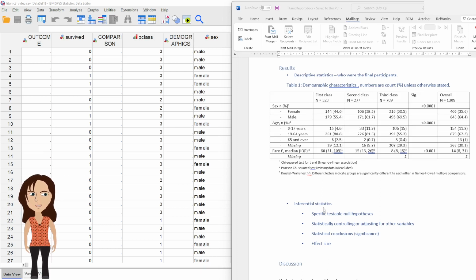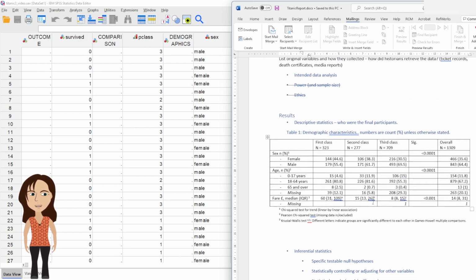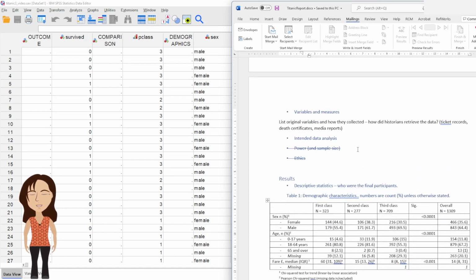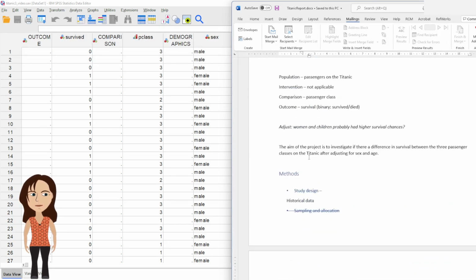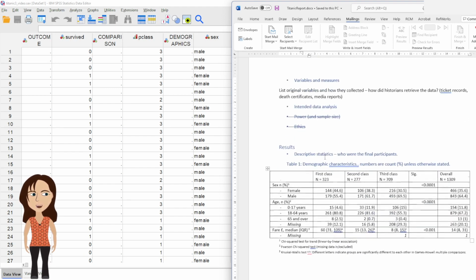So inferential statistics, this is where we have a specific testable null hypothesis, possibly more than one. I should clarify, we don't actually write this here. If you are going to write out your hypothesis, and in a lot of papers we don't, you won't see them written out anywhere, it's more likely that you would put them in the methods section or even underneath the aim at the end of the introduction. So check with your discipline about where they might go.